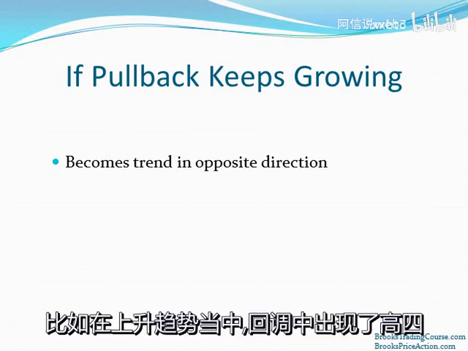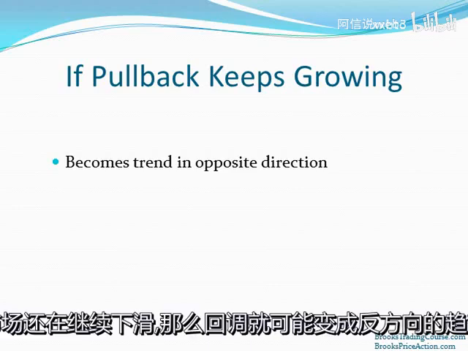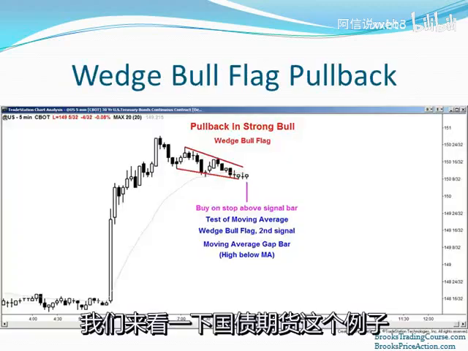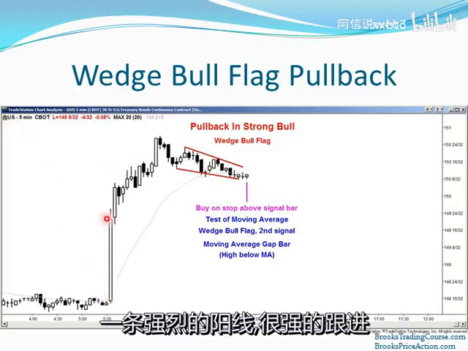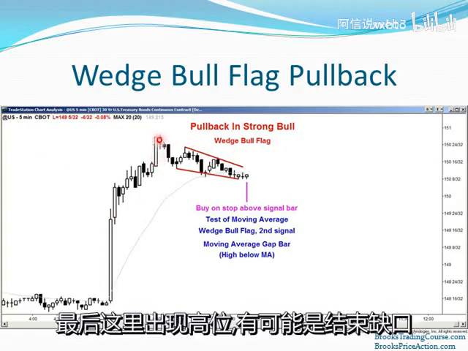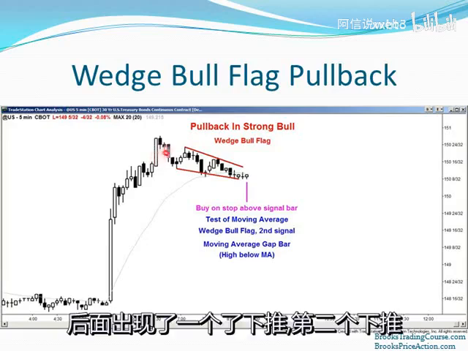If a pullback keeps growing, like if you have a bull trend and you have a pullback and you have a high 4 that forms and the market just keeps trending down, the pullback can become a trend in the opposite direction. For example, here's Treasury bond futures, a huge bull spike, huge follow through, so traders are looking to buy a pullback. Pretty climactic, might be an exhausting gap.